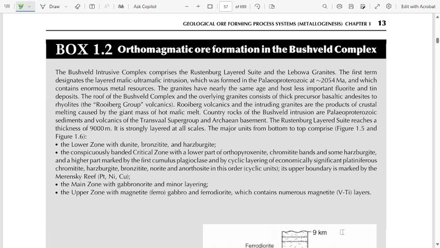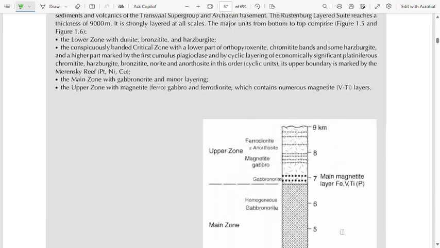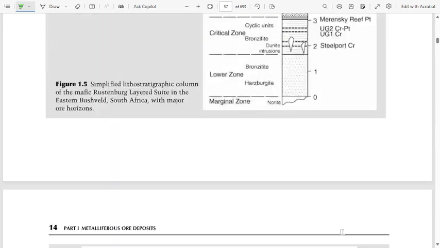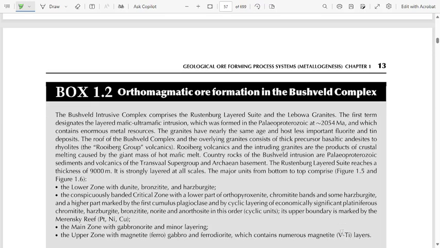The orthomagmatic ore formation in the Bushveld complex. The Bushveld intrusive complex comprises the Rustenburg Layered Suite and the Lebowa granites. The first term designates the layered mafic-ultramafic intrusion, which was formed in the Paleoproterozoic at approximately 2054 million years ago and which contains enormous metal resources. The granites have nearly the same age and host less important fluorite and tin deposits.